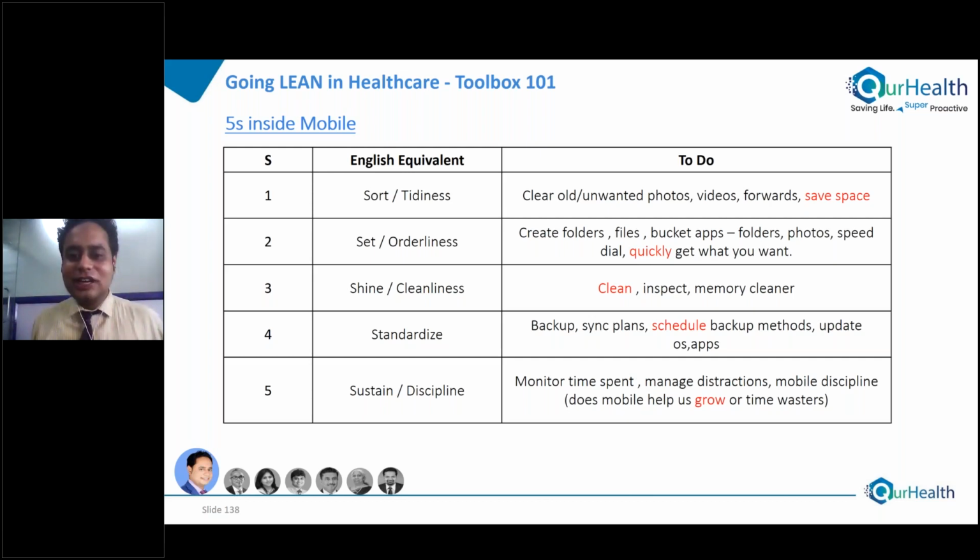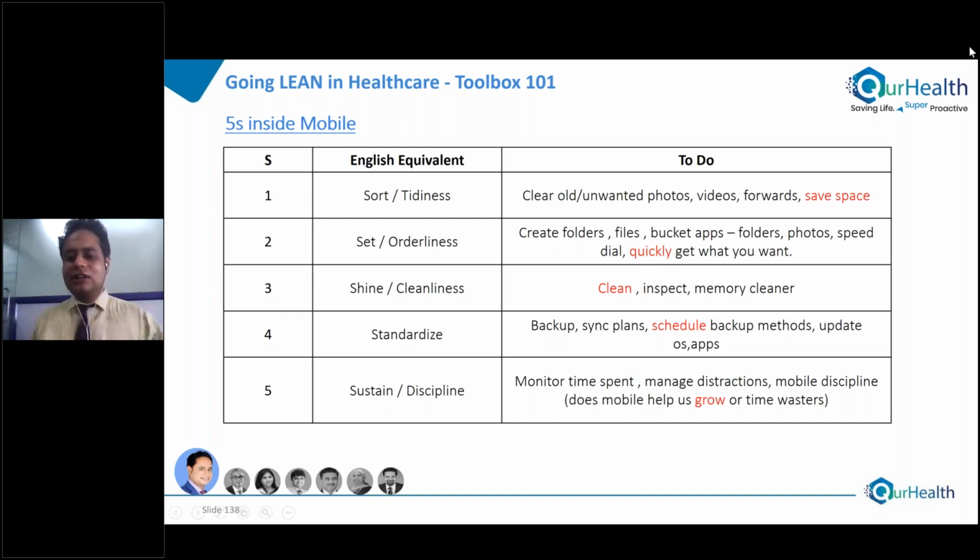Second is set in order. So create files and folders. If you want to search anything, you should be able to find it within 30 seconds. That is how you will avoid motion waste. Third is shine. How you can clean and save space on your mobile. Not only external cleaning, internally also there are many apps available. Fourth is standardize. What is your backup plan, and how do you update your phone? That all comes under standardize.